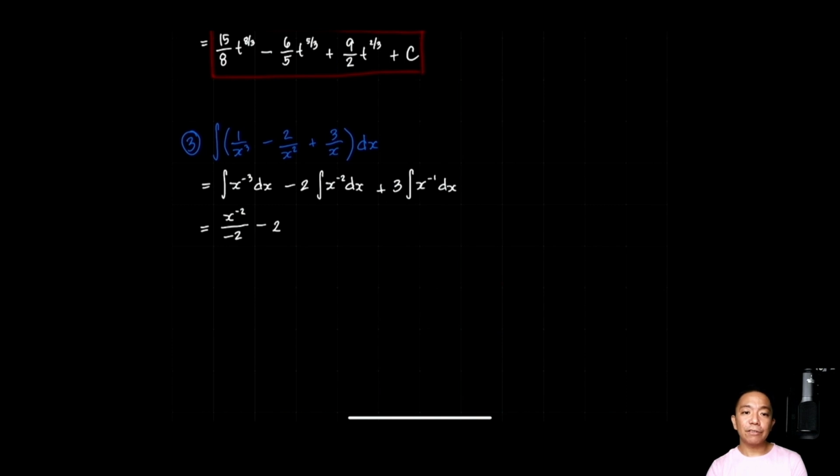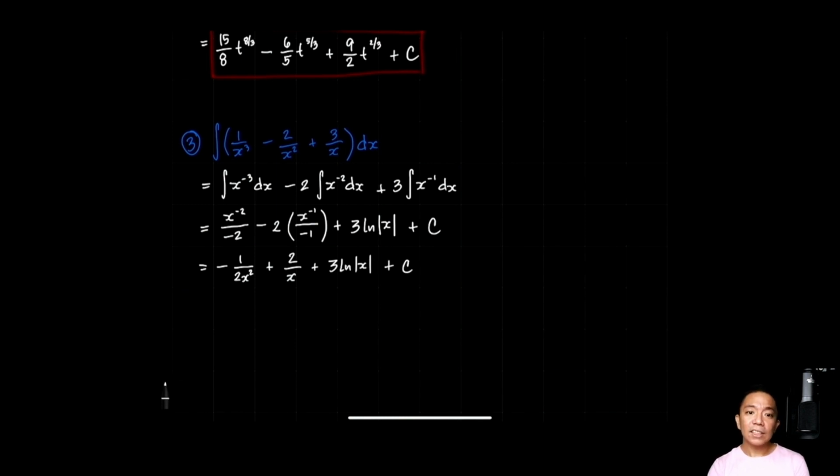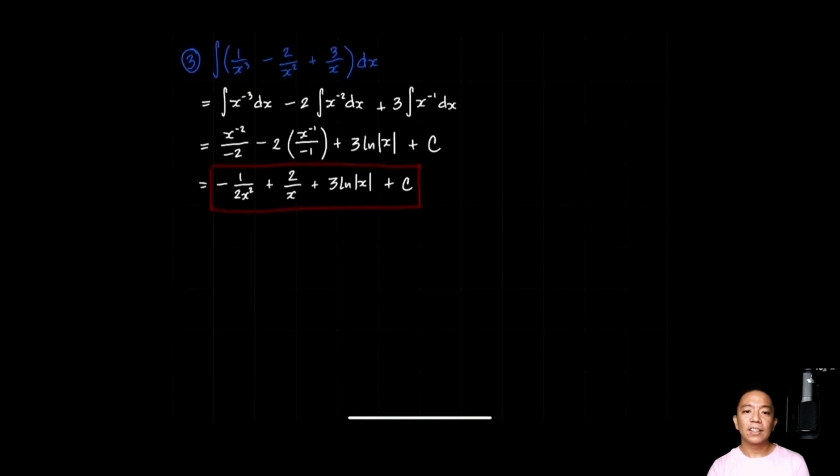Evaluating each antiderivative, I will get x raised to negative 2 over 2 minus 2 times x raised to negative 1 over negative 1. Then again, ang general antiderivative ng x raised to negative 1 is ln of the absolute value of x. So that will be 3 times ln of the absolute value of x plus our constant of integration. All that's left is to simplify the expression, and we'll get negative 1 over 2x squared plus 2 over x plus 3 times ln of the absolute value of x plus c. And let's just highlight this with a box to indicate na siya na yung final answer natin.